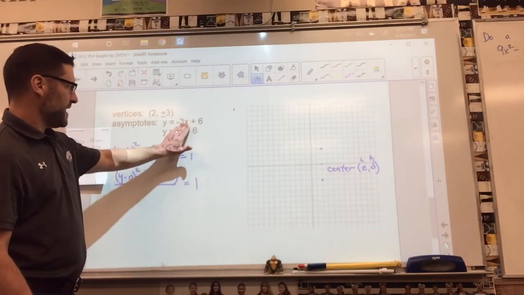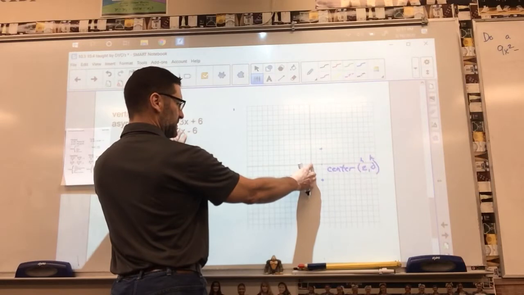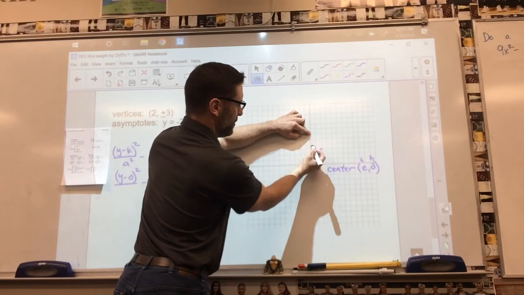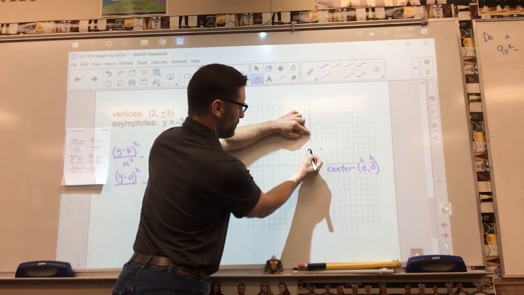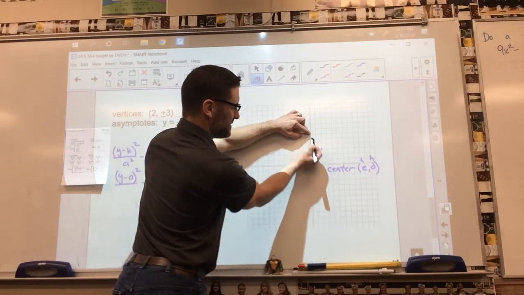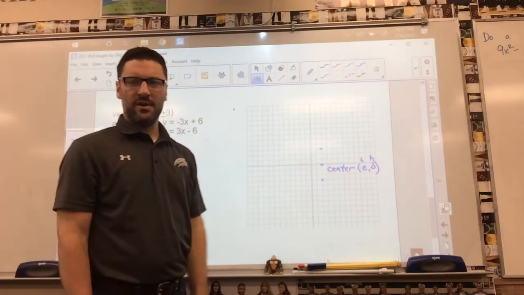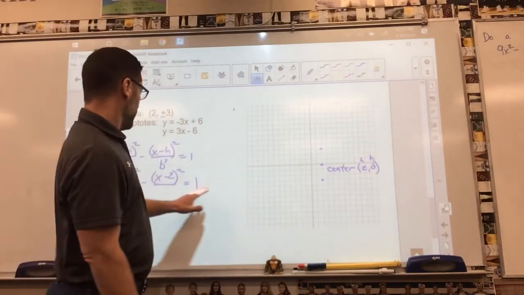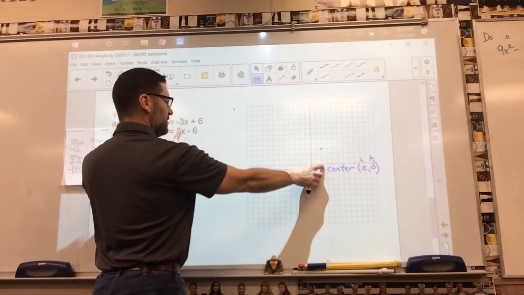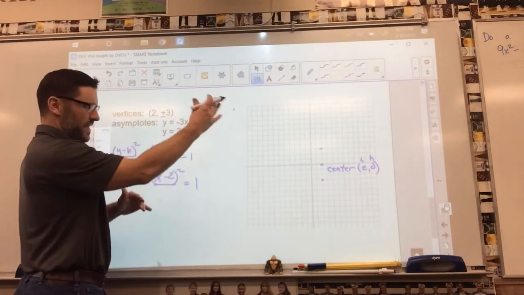asymptotes, negative 3x plus 6 and 3x minus 6. Well, negative 3x plus 6, if I was up 6, 1, 2, 3, 4, 5, 6, and I went down 3, 1, 2, 3, and over 1, I'm going to notice that that asymptote goes right through the center. And all the asymptotes will go through the center. That's a property of the hyperbolas. So I don't even really need these two values because I know the asymptotes are going to go through the center. So I can just use the slope values on both of these lines, and I can draw the asymptotes in there.